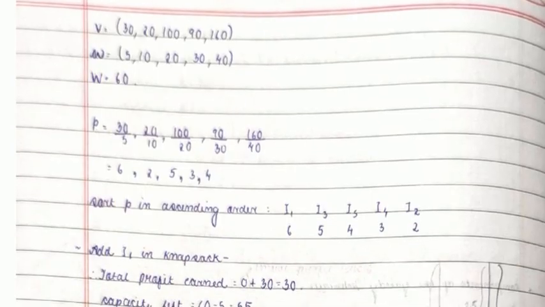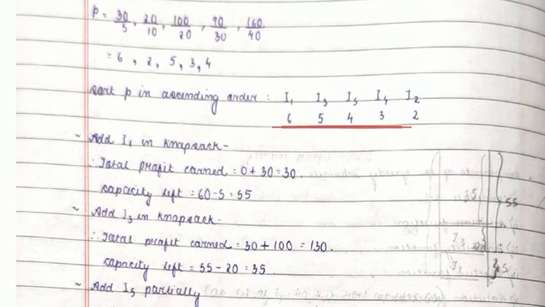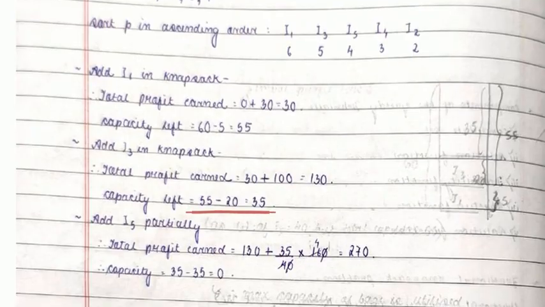The first step is to calculate the value-to-weight ratio for each item by dividing profit by weight. Once we have those ratios, we rank the items in descending order. Item 1 has the highest ratio, so it goes in first. Item 3 is next. We add these whole items, draining the capacity from 60 down to 35.